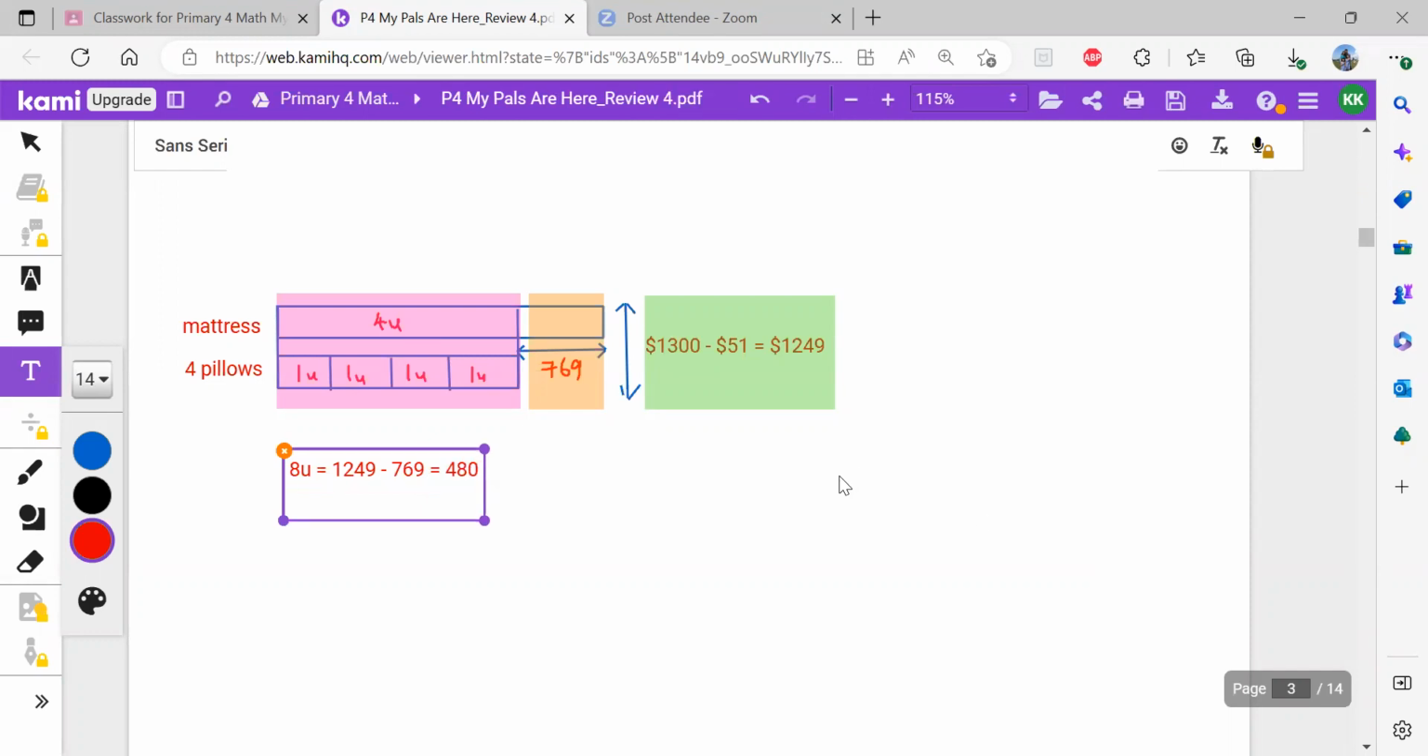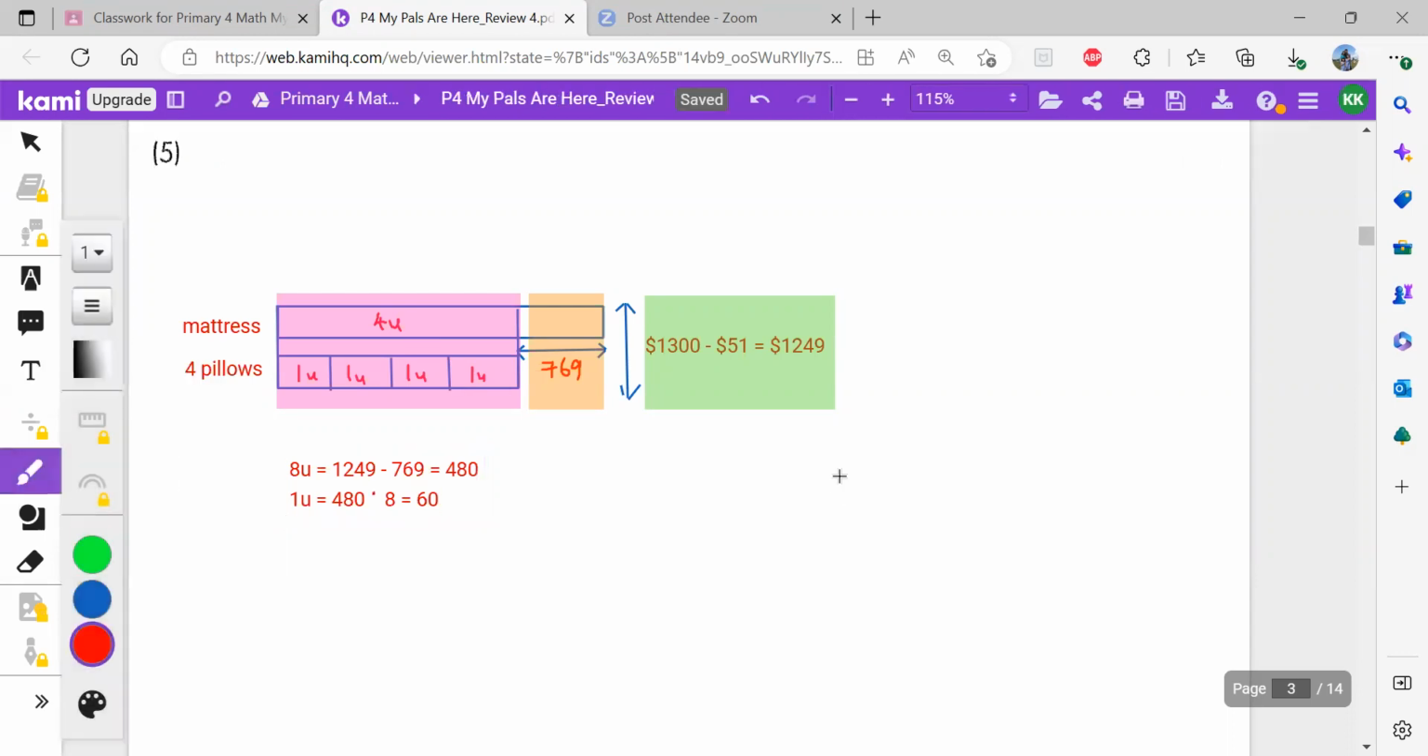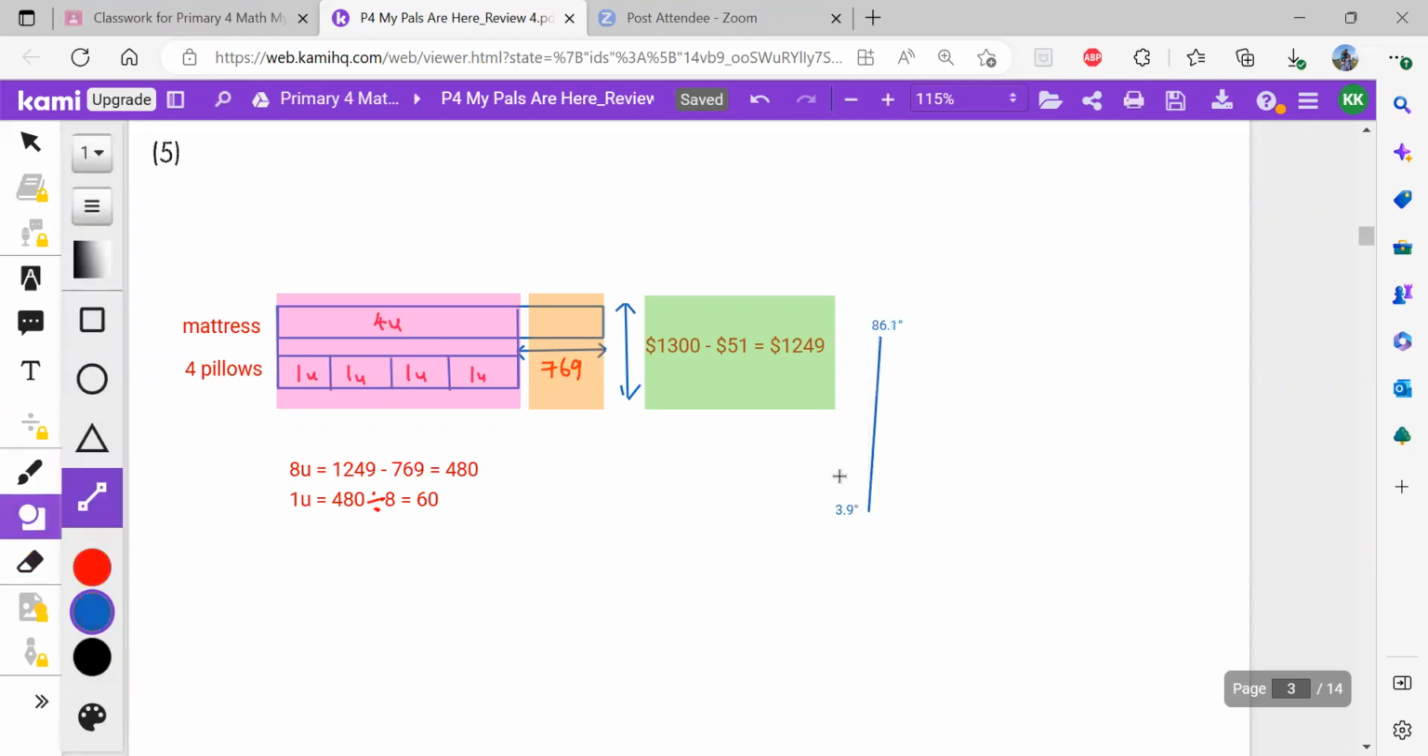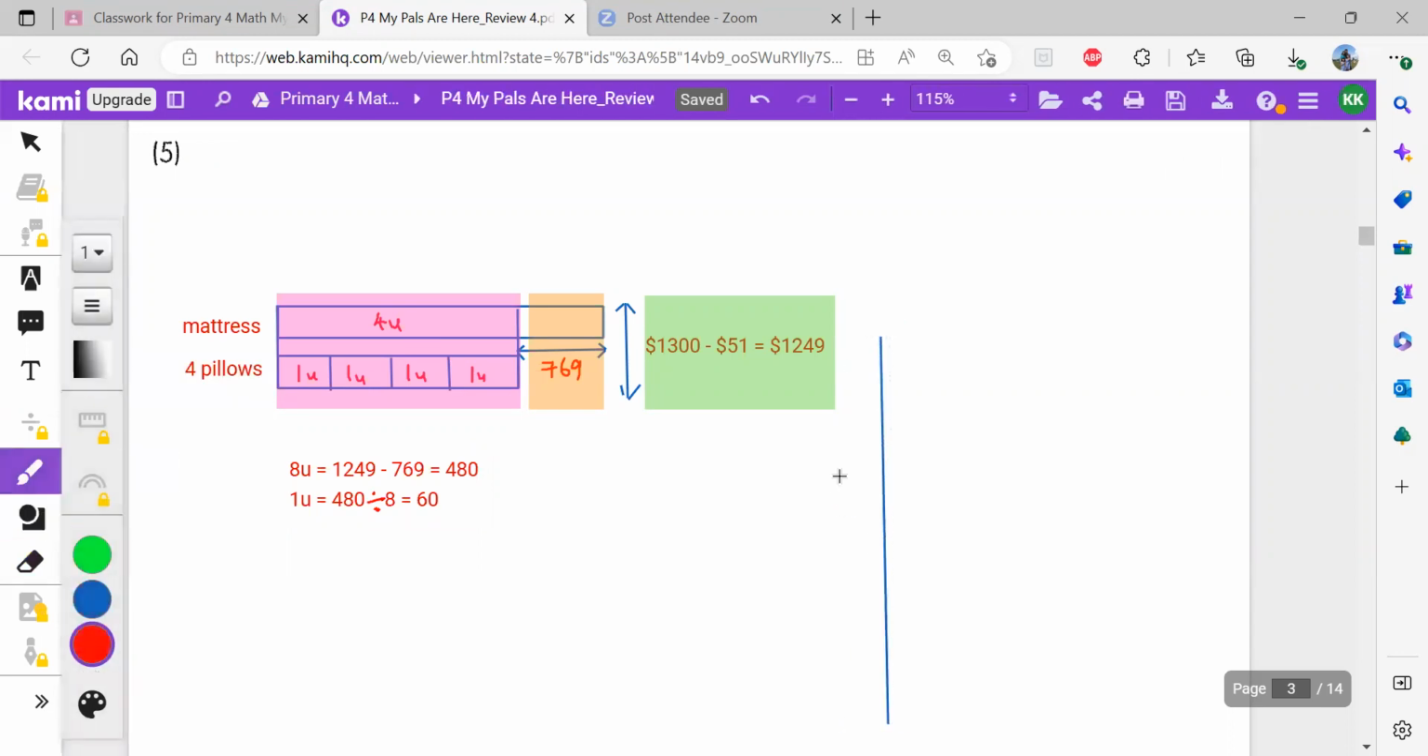So if I know that, I can find 1 unit. 1 unit must be 480 split equally into 8 parts. That will give me $60. So let's put in the division sign. Of course, you should be showing your working. You should show 1249 take away 769, and you should show 480 divided by 8. Or you can do this without working. You can also do that.